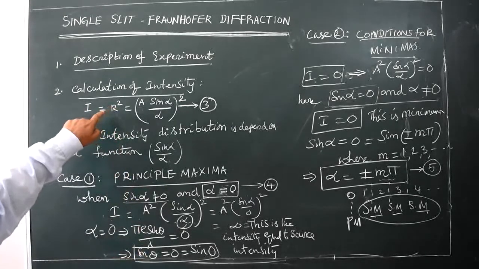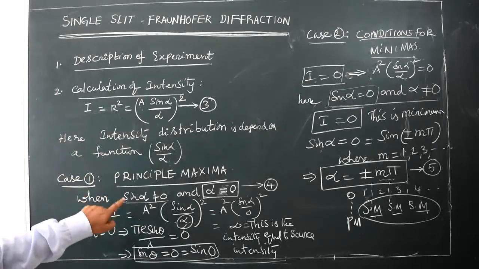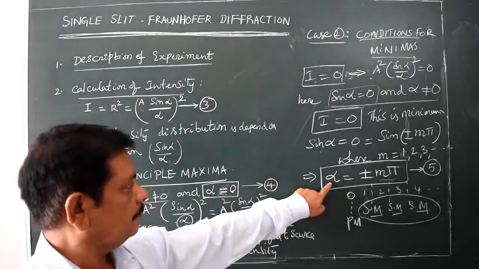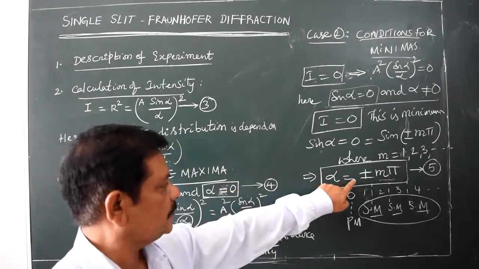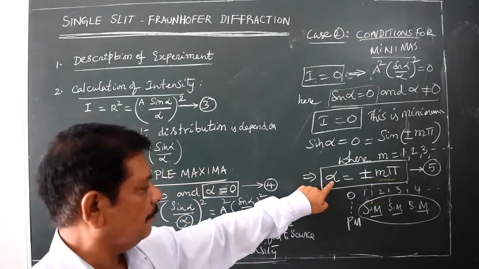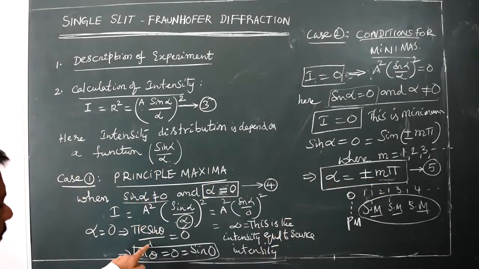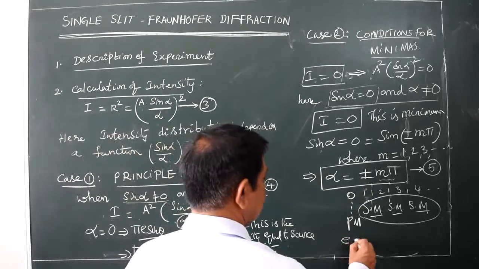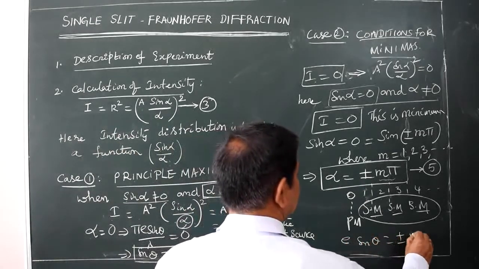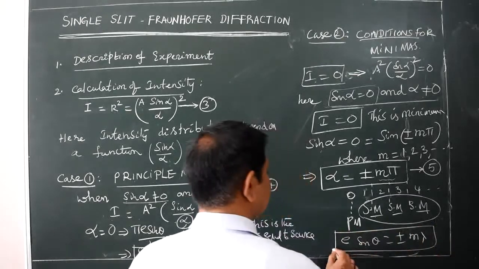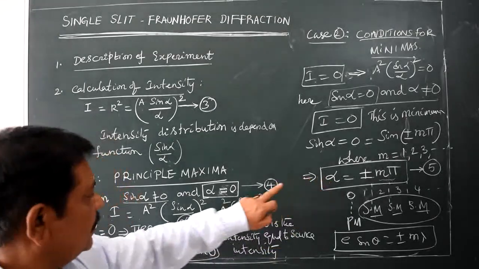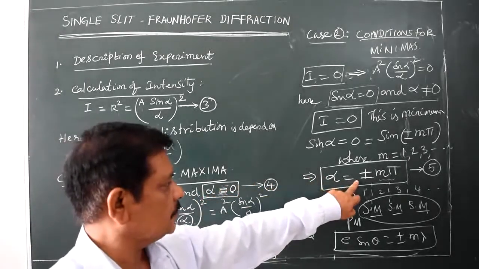Okay, so we remember that the principal maxima occurs at alpha is equal to 0, and the minimas occur at alpha is equal to plus or minus m pi. You can write the alpha value also as pi a sin theta by lambda is equal to m pi, and pi gets cancelled. So a sin theta is equal to m lambda. That can also be written as a sin theta is equal to plus or minus m lambda, which is the condition for minimas in single slit. So you can remember that alpha is equal to 0 is one and alpha is equal to plus or minus m pi.